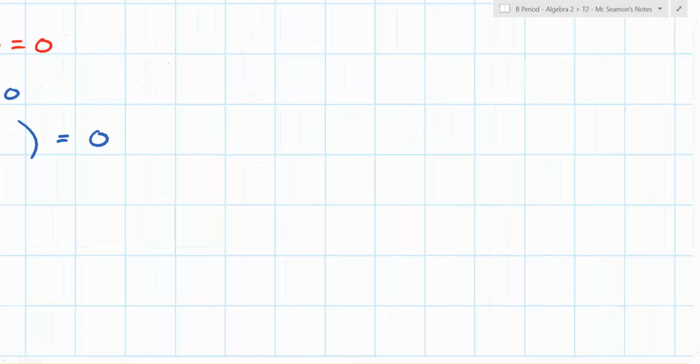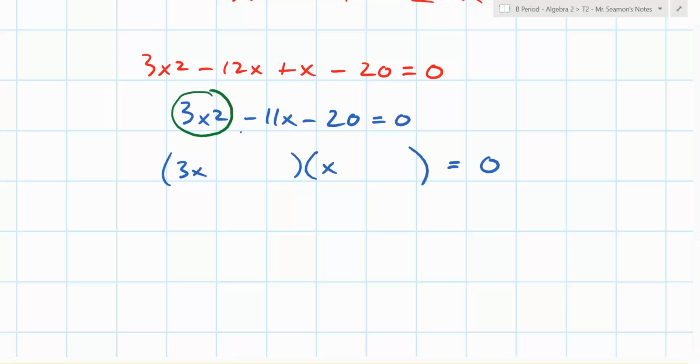Like, for example, what is negative negative 3 equal to? 9. No, 3. Oh. Do we write it as negative negative 3? No, we just write 3. The point is you can do negative 3x and negative x, but it won't change the other ones. So the other two numbers have to multiply together to get negative 20.